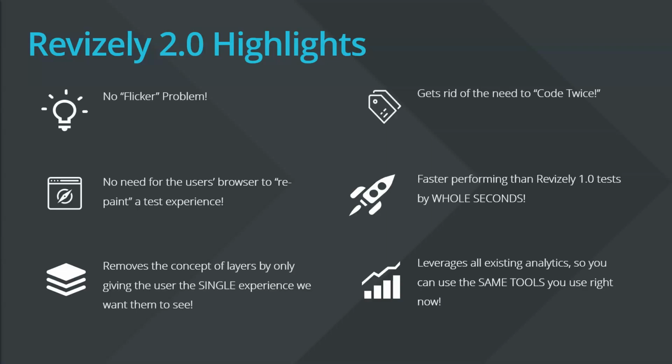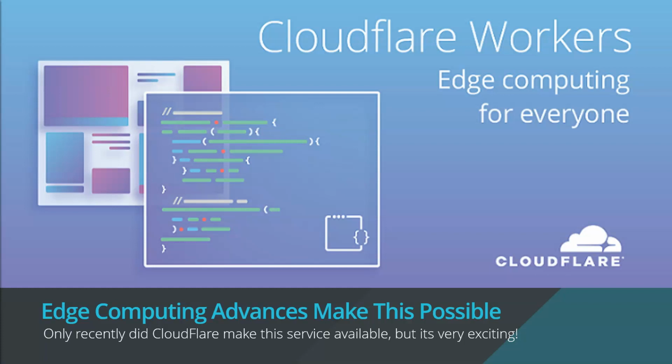It gets rid of the need to code twice, and by that I mean if you write your code in JavaScript and your test wins, often you'll have to then take that and recode it into another way. There's no need for the browser to repaint because all experiences are held in cache, and you get one or the other. It was faster performing than our previous tests by whole seconds. It removes the concept of layers by only giving the user a single experience they want to see. And it worked on top of Google Analytics, which is a tool we already used.